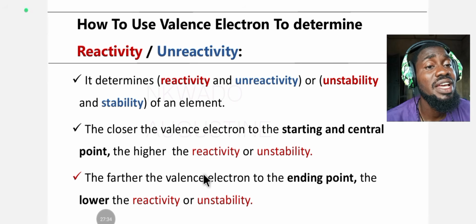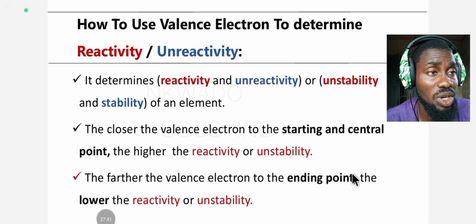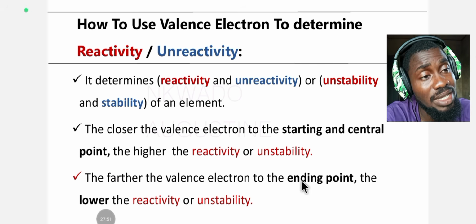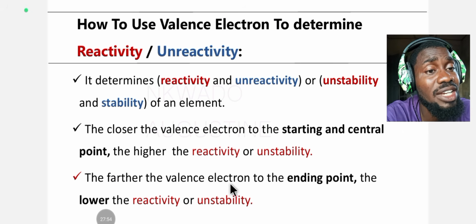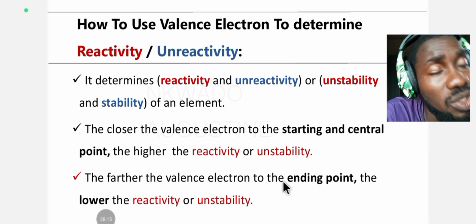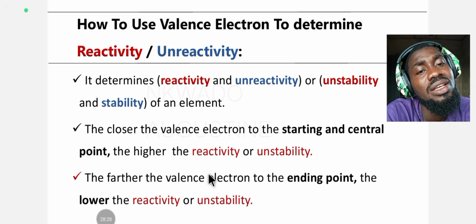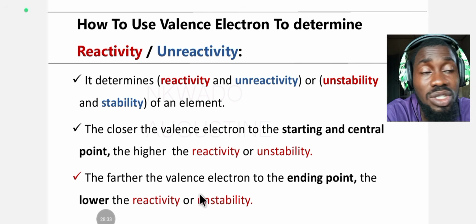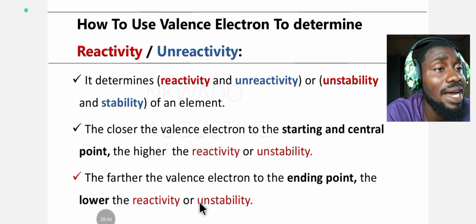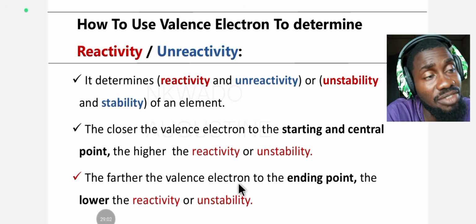So when the valence electron is far from the ending point, you know what the ending point is? The last electron in the maximum electron capacity of a shell. So when the valence electron is farther away from the ending point, for example, the ending point of the shell is 9 and the valence electron is 4, that shows that this element is not reactive. So the farther the valence electron from the ending point, the lower the reactivity. The closer the valence electron to the ending point, the higher the reactivity of the element.